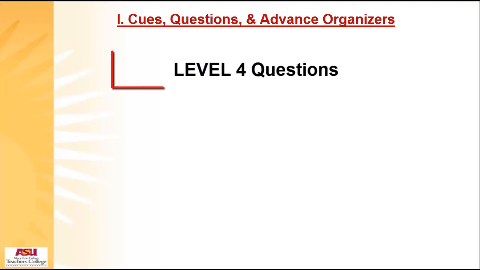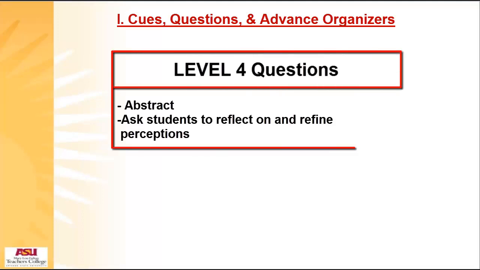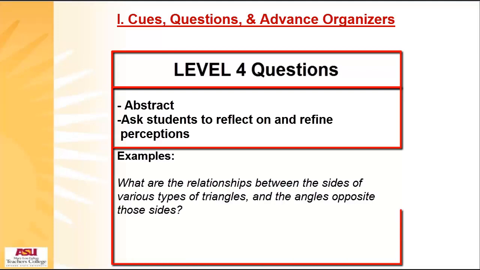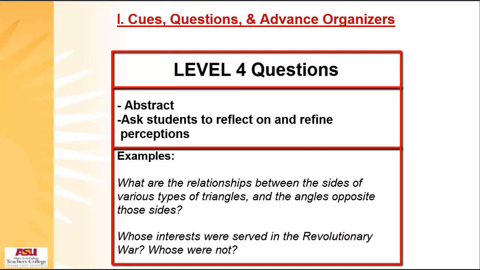And finally, Level 4 questions move to the abstract level and ask students to reflect on and refine their perceptions about concepts. For example, what are the relationships between the sides of various types of triangles and the angles opposite those sides? Whose interests were served in the Revolutionary War?